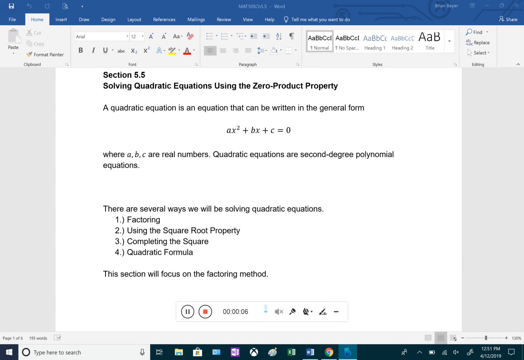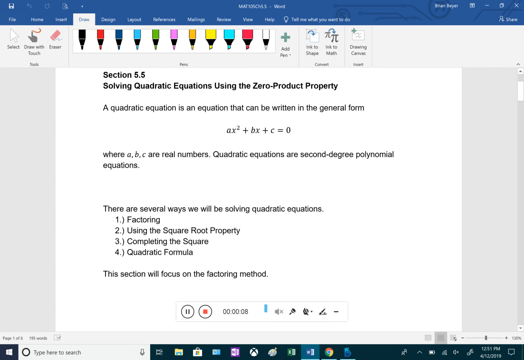So in chapter 5.5, we'll be solving quadratic equations using the zero product property. So far we've solved linear equations, which are degree 1 polynomials. Quadratic equations are going to be degree 2 polynomials. So a quadratic equation is going to look something like this.